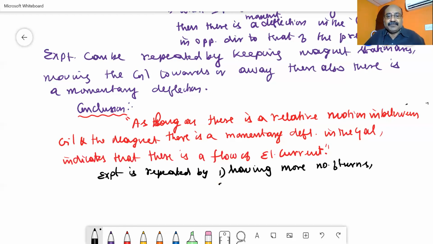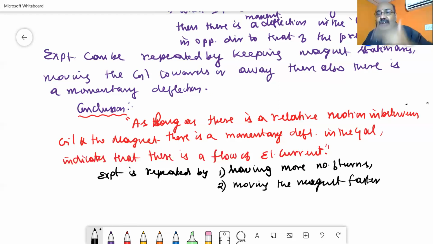Number two, the experiment is repeated by moving the magnet faster. When the magnet is moved faster, either towards or away, the amount of deflection produced is high. Then the third one, by increasing the strength of the magnet.